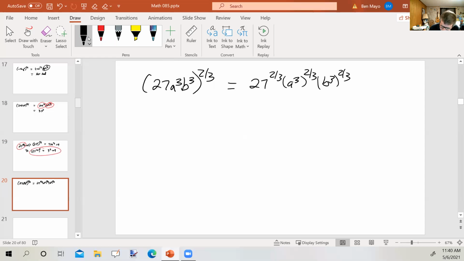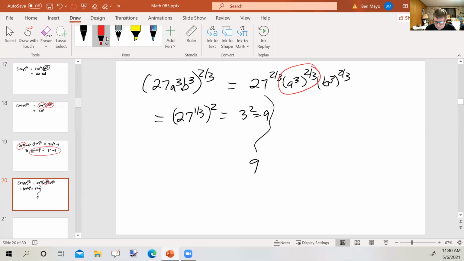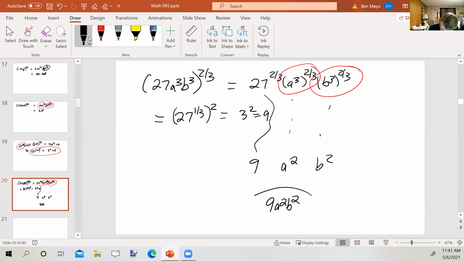Going across, let's see here. Oh, 27 to the 2/3 power. So I'm going to take the root and then the power, which would be 3 squared, which is 9. Okay, so this is 9. Power raised to a power, you multiply the exponents. 3 times 2/3 would be 2, so this is going to be a squared. Again, multiplying the exponents, 3 times 2/3 is 2, so this is going to be b squared. So we're going to get 9a squared b squared as our final answer.